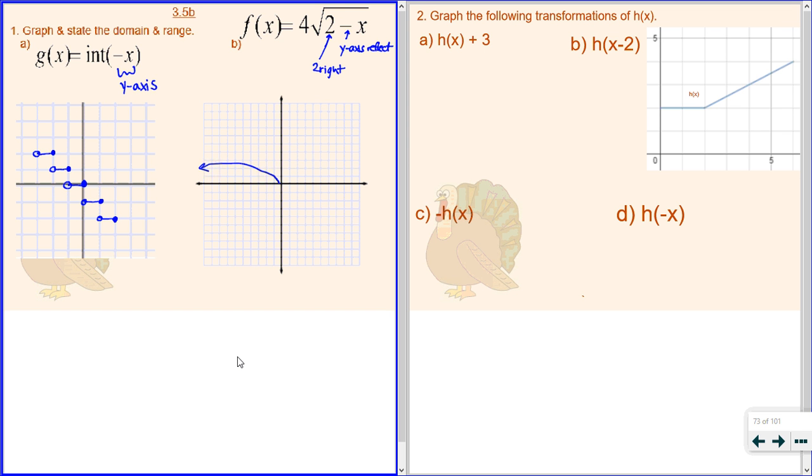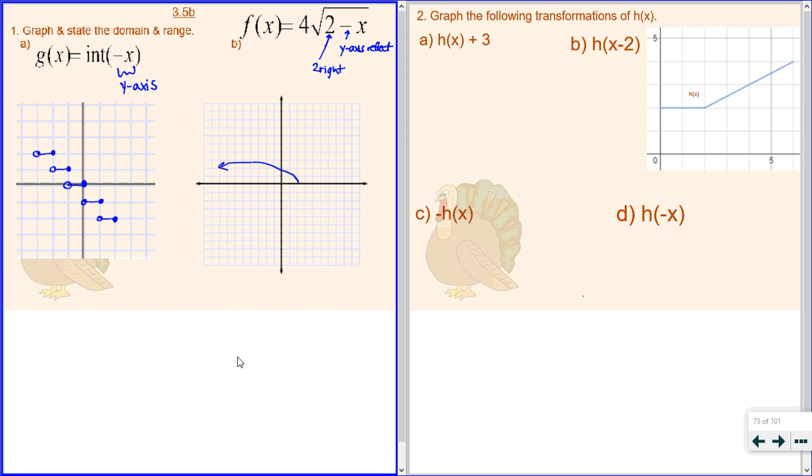And the way you check your reasoning: if I move that 2 to the right, 1, 2 to the right, what's my x-intercept now? 2. Now, if I plug in 2 for x, is y 0? Yes, it is. So you check to make sure your intercept lines up with your function. I said to move it to the right, I moved it to the right, my x-intercept is now 2, 0. If I plug in 2, I get 0.